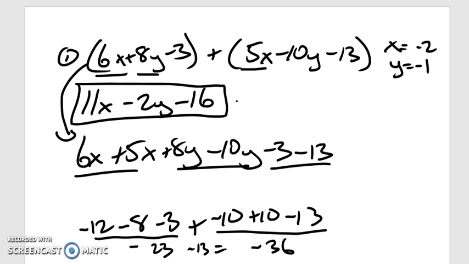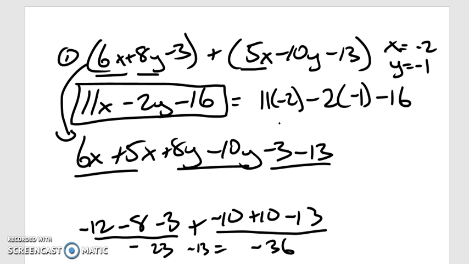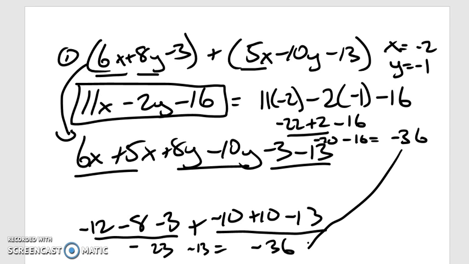Watch what happens when we plug it into the other expression: 11 times negative 2 minus 2 times negative 1 minus 16. So 11 times negative 2 is negative 22. Negative 2 times negative 1 is positive 2, and then minus 16. Negative 22 plus 2 is negative 20. Negative 20 minus 16, oh my gosh, are you kidding me? Negative 36, they're the same. So yes, we do have equivalent expressions.